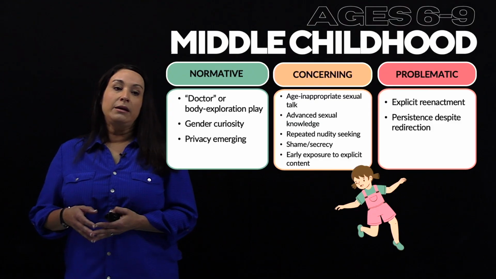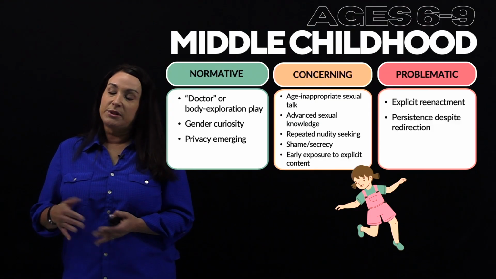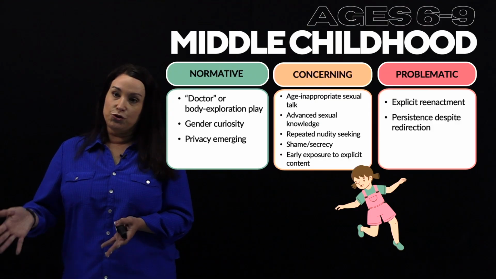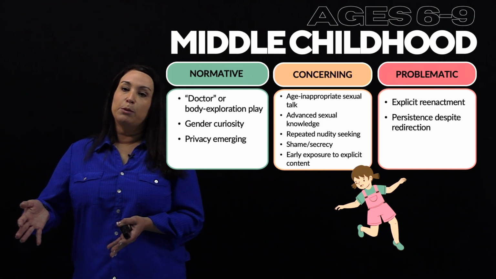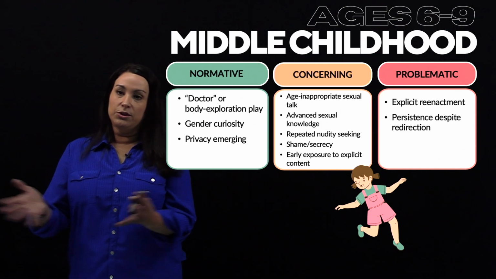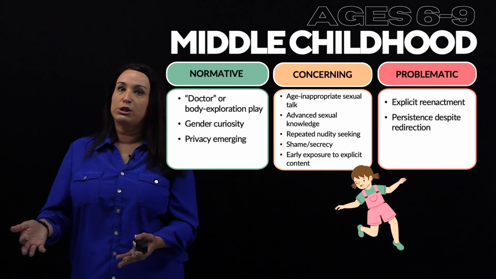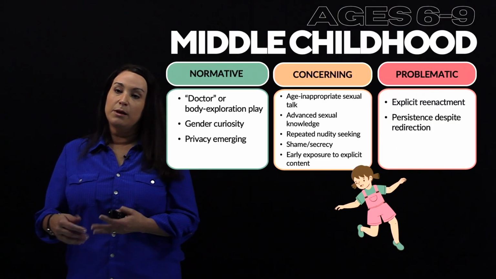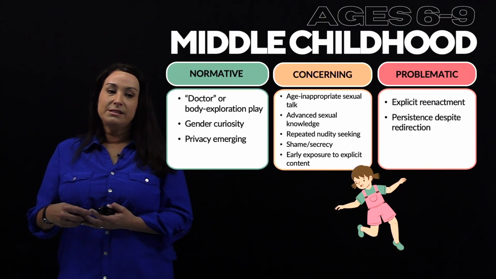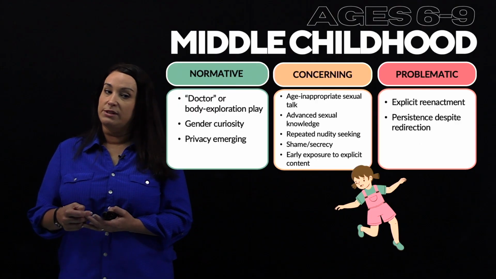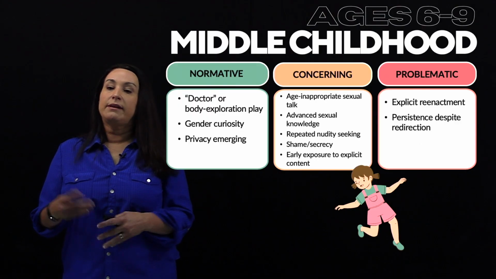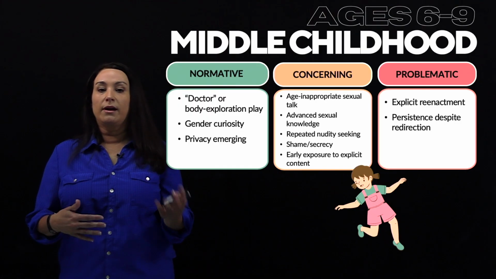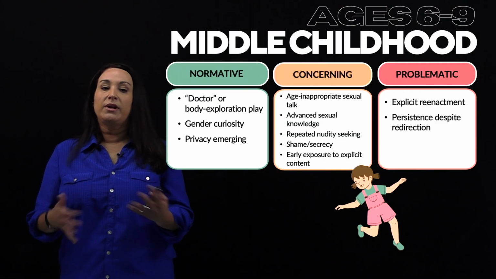Problematic behaviors would be explicit reenactment. It might be playing with dolls where they undress the dolls and there might be abuse happening between the dolls, for them to express something that may have happened to them, for example. And persistence in sexualized behaviors despite redirection. So if you say that's a private area, that's not appropriate, and they continue.